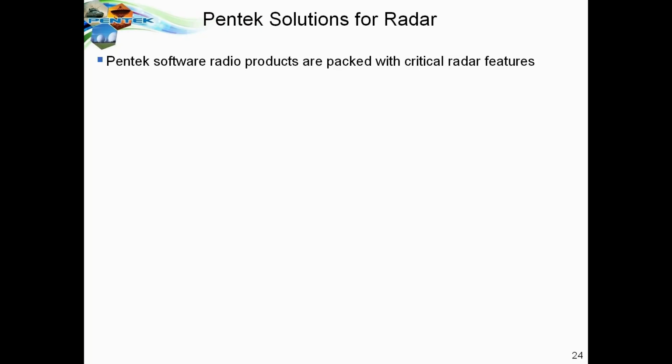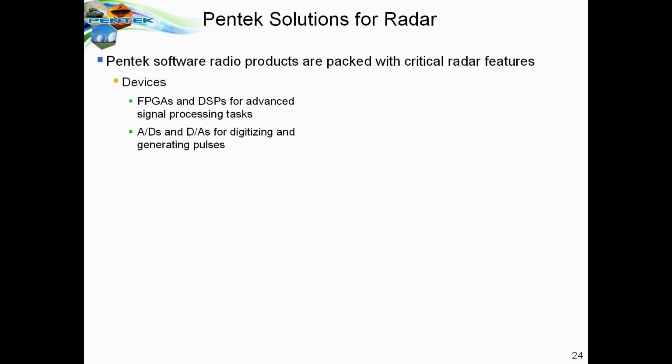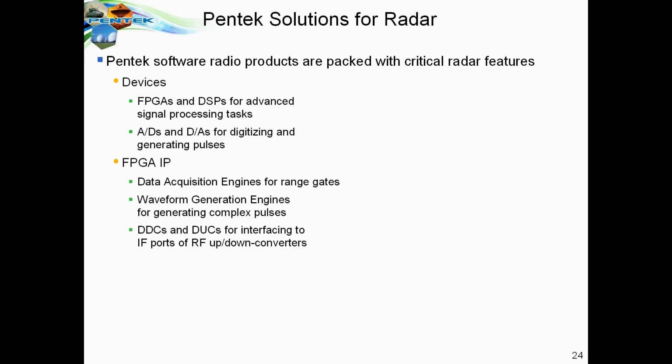Pentek products are truly geared for radar. Our software radio products are filled with critical features very important to radar operation. We include the FPGAs and DSPs for advanced signal processing tasks like pulse compression, for example. We also include A to Ds and D to A converters for digitizing and generating the pulses. Inside the FPGA, we include our waveform generation engines and our data acquisition engines, along with the link-list controllers. We include digital up converters and digital down converters for interfacing to IF or RF ports on your system.